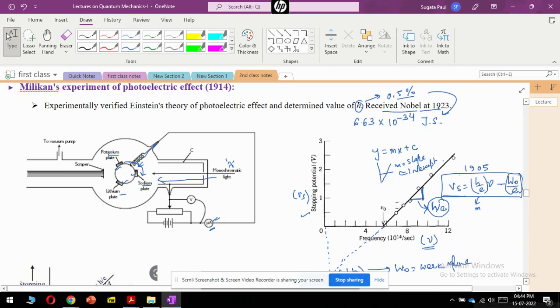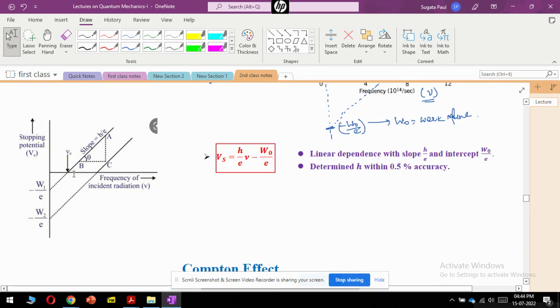This also again shows the existence of such a cutoff frequency nu naught, because less than nu naught there is no stopping potential value, no photoelectric effect existing, and only for nu greater than nu naught it starts. So again this is an experimental proof. This is basically the same thing, but here they have shown for two different metals.